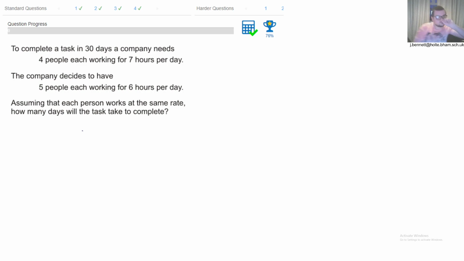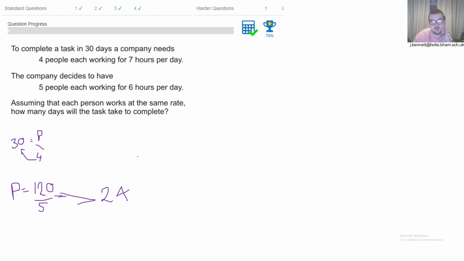So, this is an inverse proportion question. So we're going to have 30 as the number of days equals each person's work over 4. We're going to bring the 4 up here. If it was one person working 7 hours a day, it would take 120 days. We're going to divide this by 5 because that's 5 people working. It will take 24 days to complete.